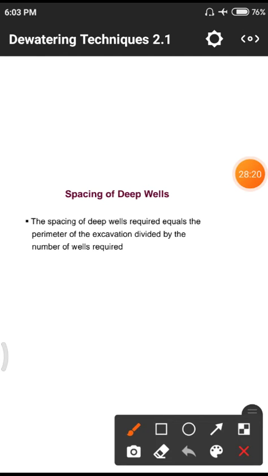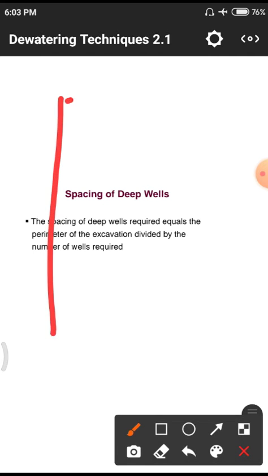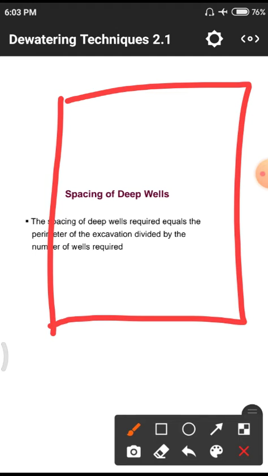I will show with the help of a diagram. The spacing of deep wells required equals the perimeter of the excavation divided by the number of wells required. That means this is the total land we are having.